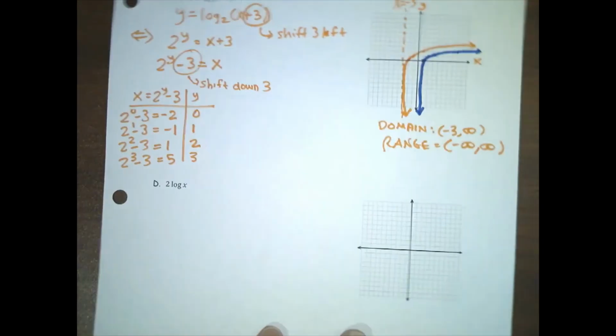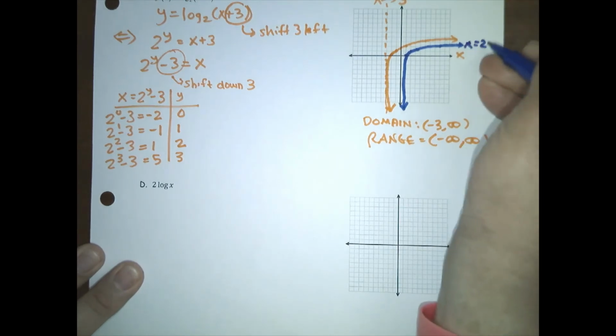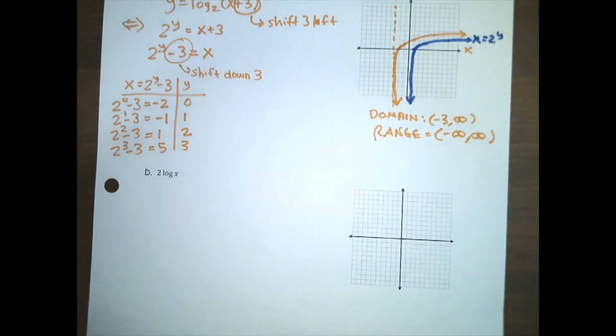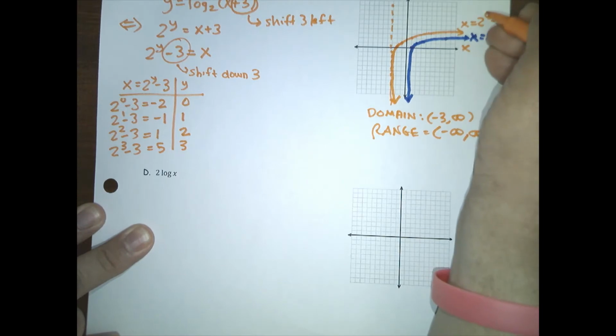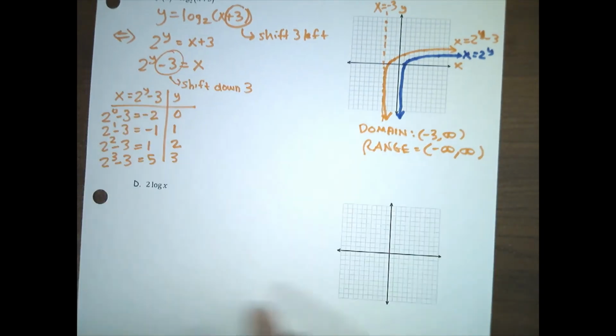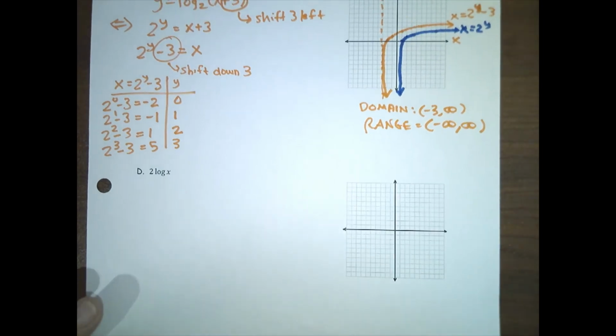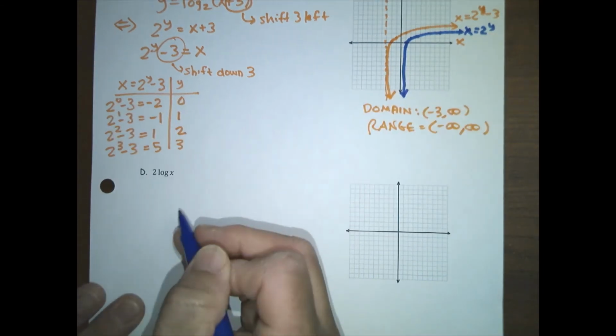All right, so this is x equals 2 to the y, and this is actually x is equal to 2 to the y minus 3. So hopefully that all made some sort of sense there. So let's try another one here. So we have log of x times 2, or 2 log x.